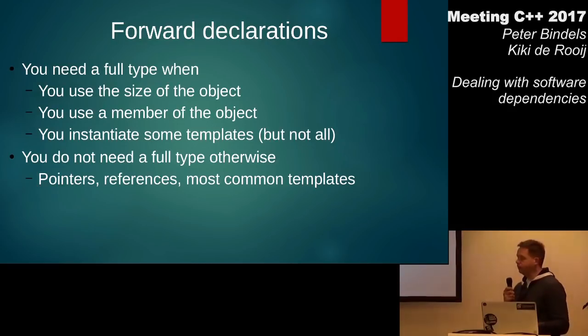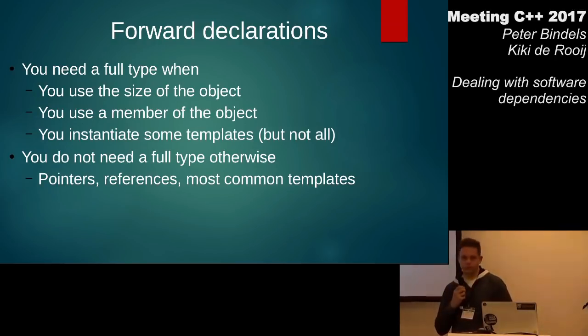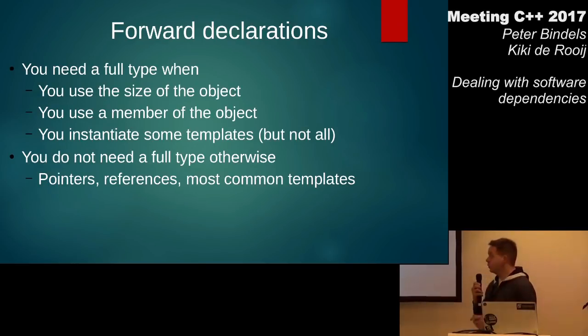So what's a full type? You have a full type if you are using the size of the class that you're talking about, if you're using a member of the class that you're talking about, or if you're instantiating a template with that type that does one of these things for you. So not all templates do this. And you don't need a full type if you have a pointer to a type, or a reference to a type, or a const reference, or instantiating the most common templates that you'd be using with it, such as a shared pointer or a vector.